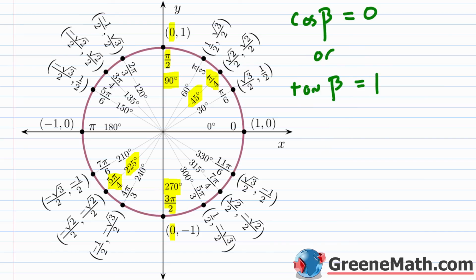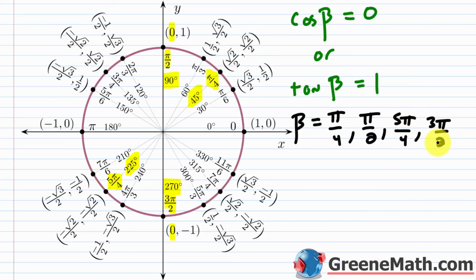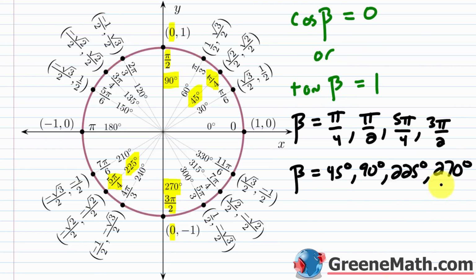So if you wanted to write out your solution, you could say that beta is equal to, let's start with pi over 4, and then let's go to pi over 2, and then let's go to 5 pi over 4, and then let's go to 3 pi over 2. If you want to work with degrees, we could say that this is 45 degrees, this is 90 degrees, this is 225 degrees, and then lastly 270 degrees.